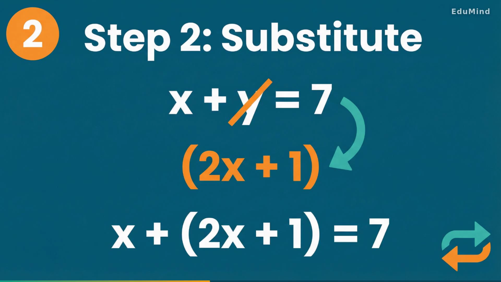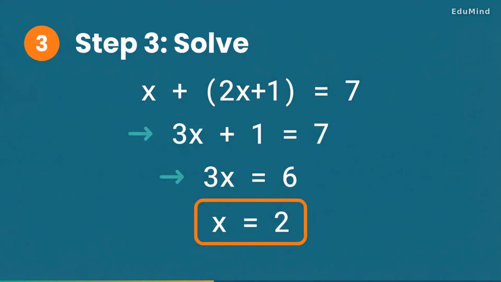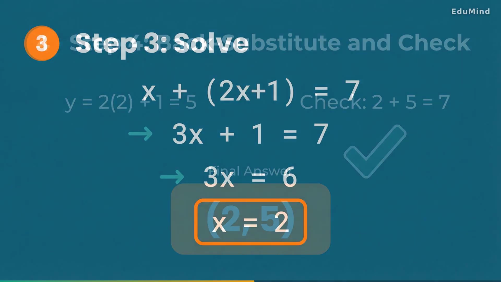Step 3. Solve for the first variable. Let's simplify. We have one x and two more x's. That makes 3 x's. So, 3x plus 1 equals 7. Now, let's isolate x. Subtract 1 from both sides. 3x equals 6. Divide by 3. X equals 2. High five! We found x. X is 2.